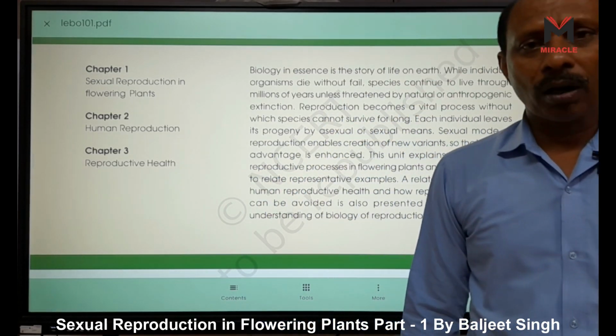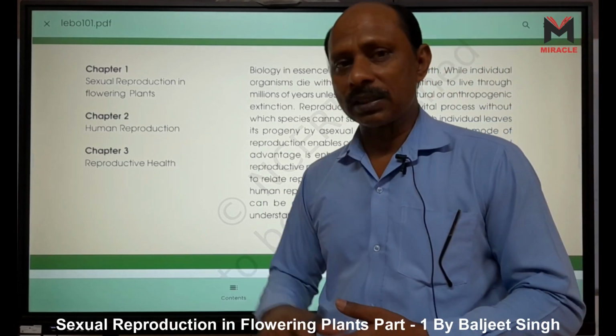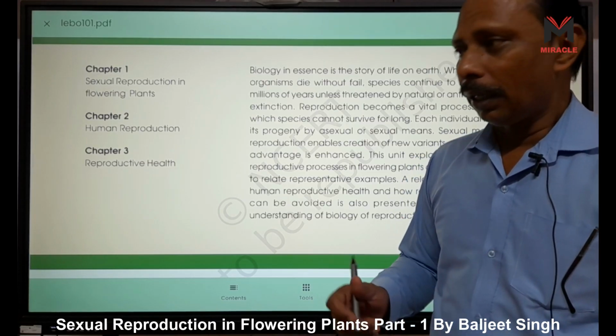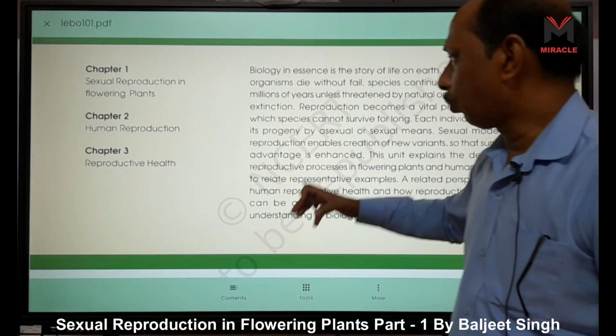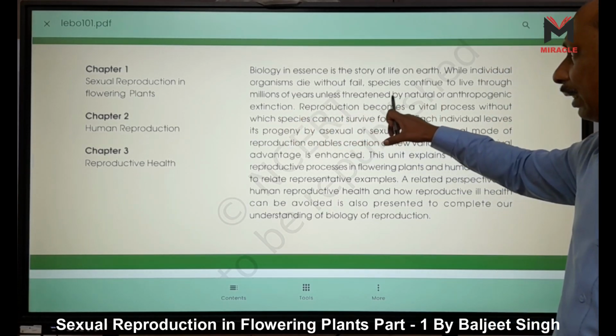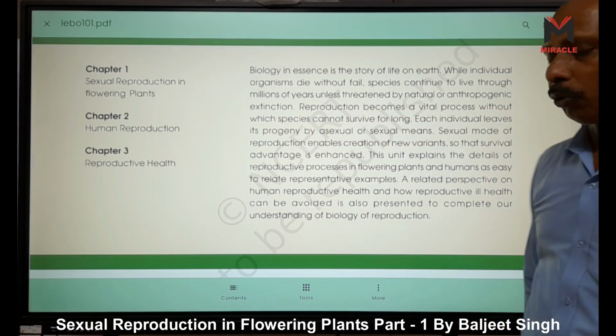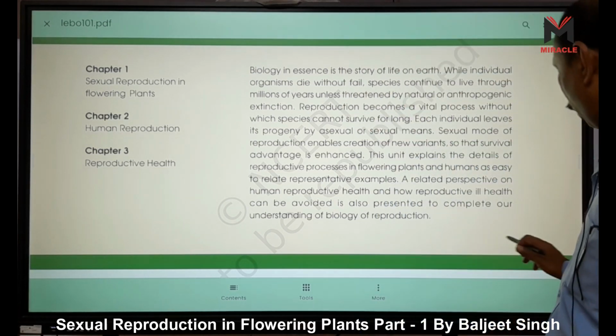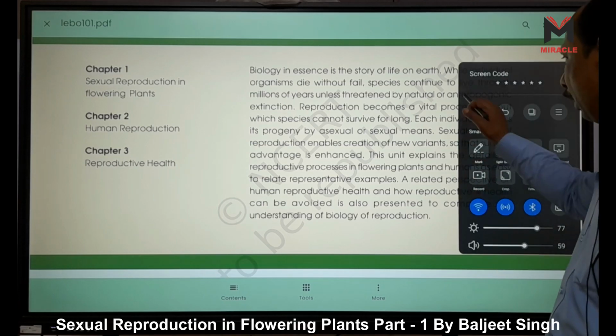How does the new organism continue its species? In future, it is through reproduction, right? To live through millions of years unless threatened by natural or anthropogenic extinction. Look here, one word is coming here, anthropogenic, right?